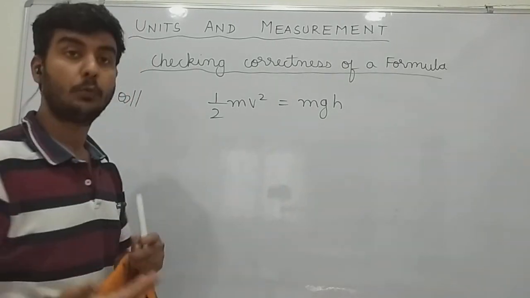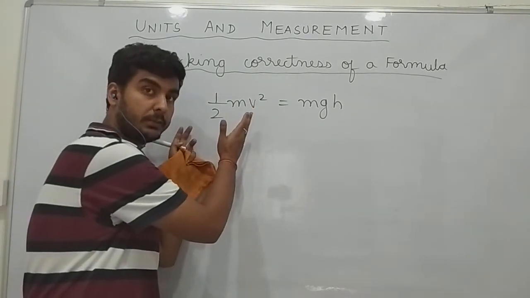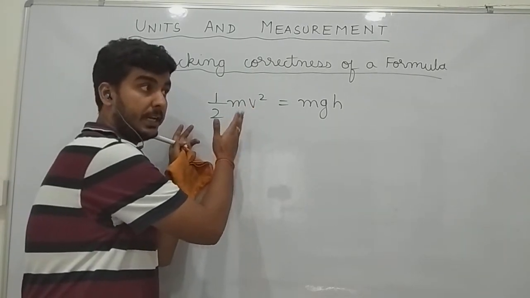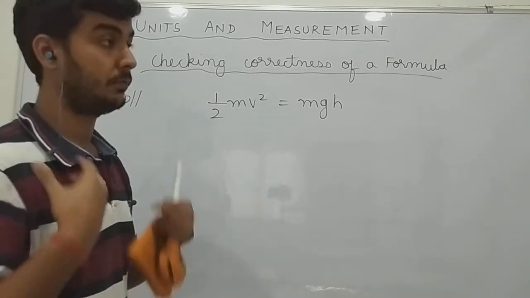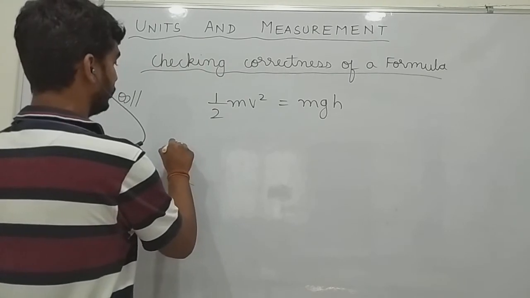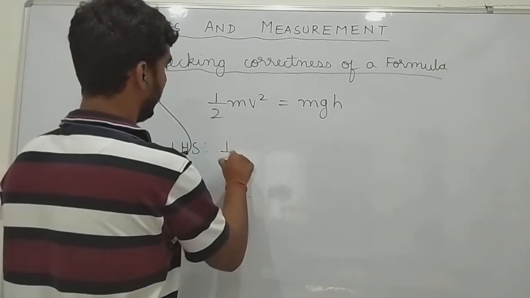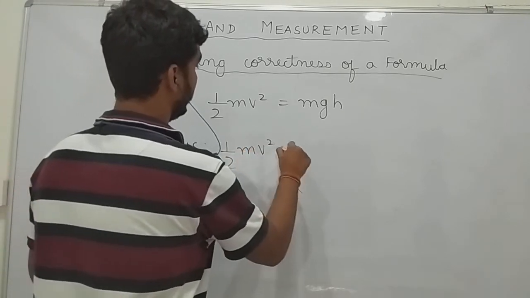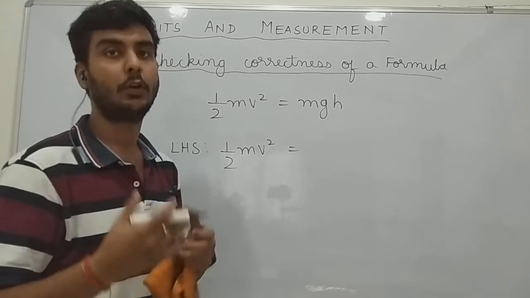So what you can do, you can first find the dimensions of all the terms on LHS and then find the dimension of all the terms on RHS. So let us find the dimension of LHS. LHS consists of half mv square. What is the dimension of half? Half is a constant, it will not have any dimension.